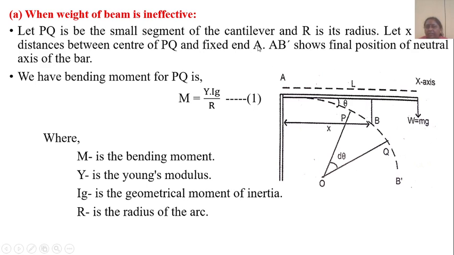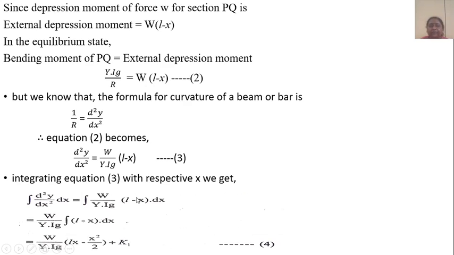Here is the fixed end A. Now AB dash shows the final position of the neutral axis of the bar. Now we have the bending moment for PQ, given by capital M equal to Y into Ig upon R, where M is the bending moment, Y is the Young modulus, Ig is the geometrical moment of inertia and R is the radius of the arc.